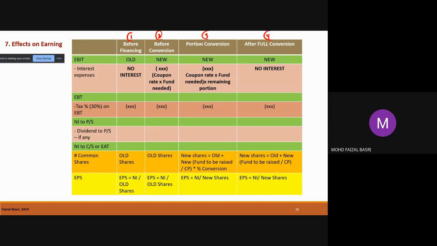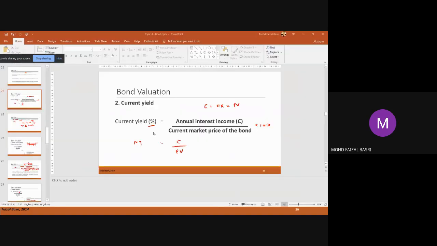So what does it mean by scenario number 1, before financing? When we said before financing, it means before the issuance of convertible bond. Okay, before the issuance of convertible bond.